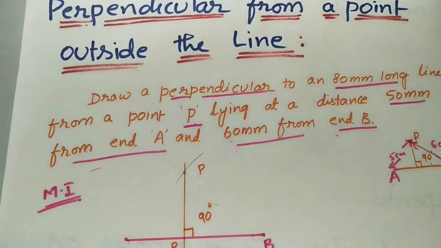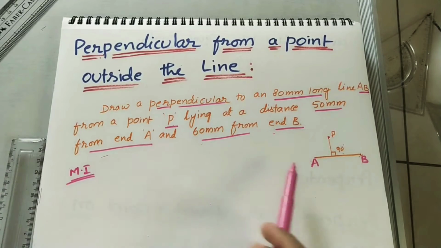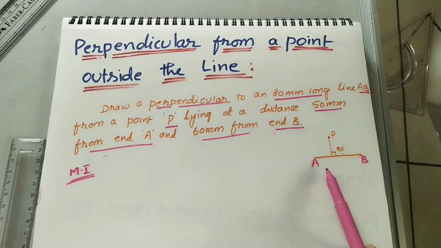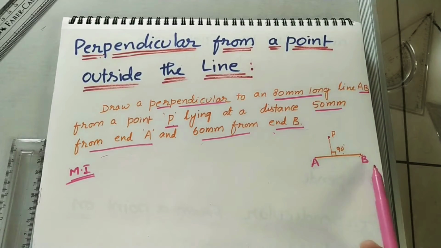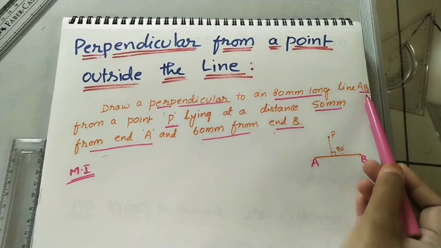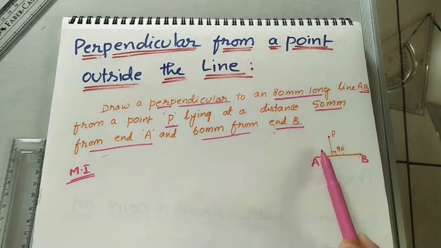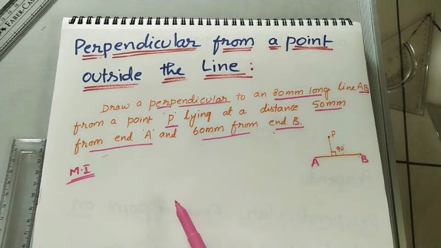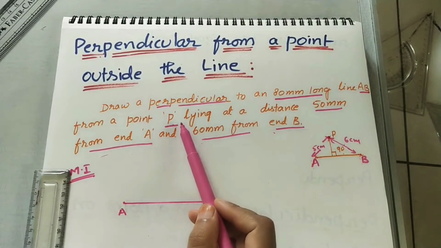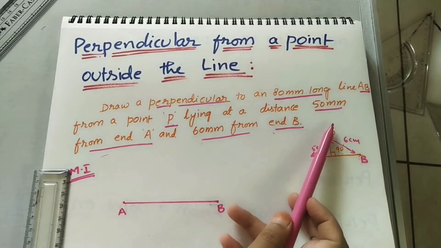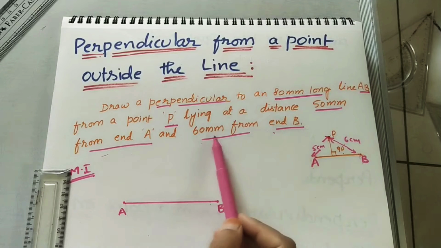I took one textbook question for drawing the perpendicular line. Take the line dimension. If it is not given, we can assume any dimension, 5 centimeter, 10 centimeter, 15 centimeter, like that. Here I am taking an 8 centimeter long line, or 80 mm. The name of the line is AB. This point P is at a distance of 5 centimeter from A, and from B it is 6 centimeters. The same thing I have written here: from a point P lying at a distance 5 centimeter from end A, and 6 centimeters from end B.